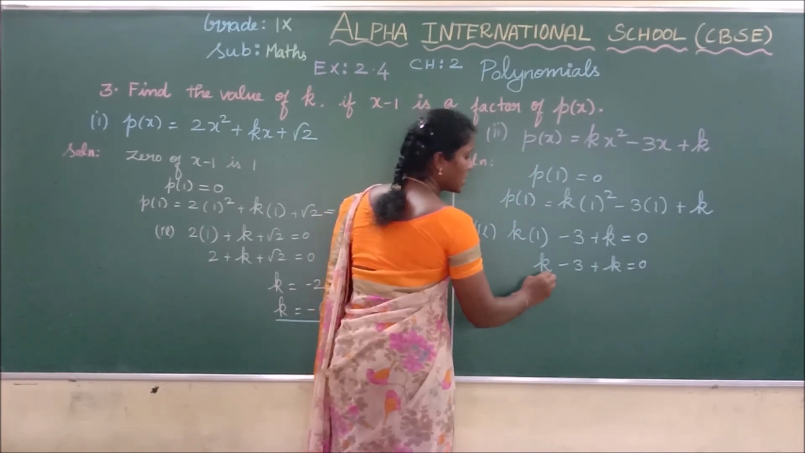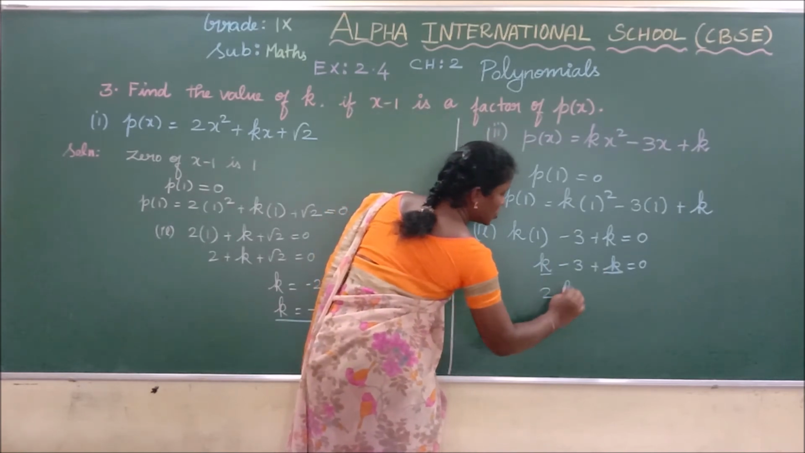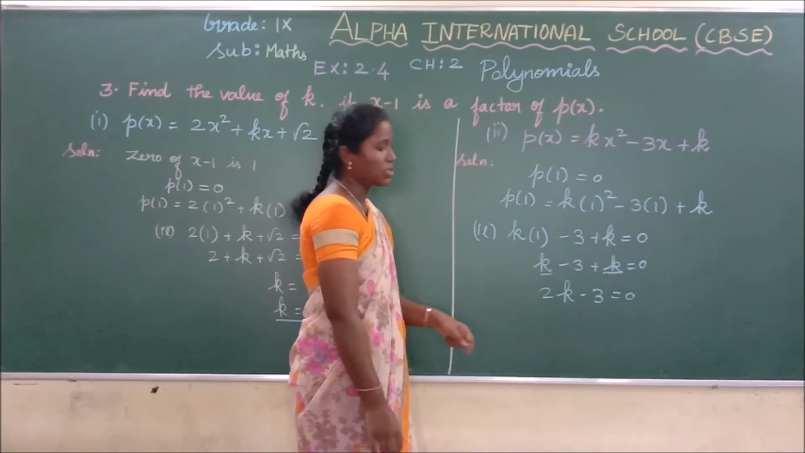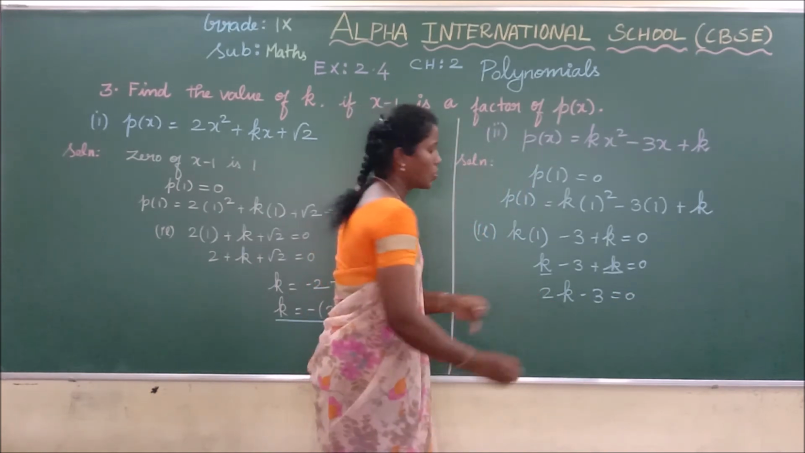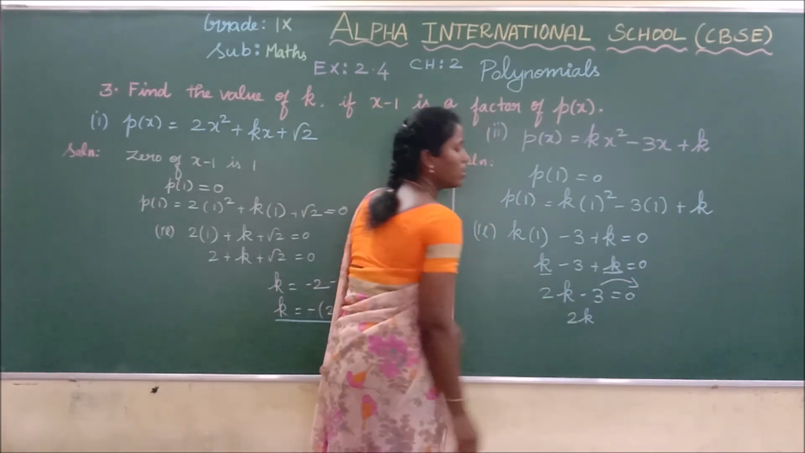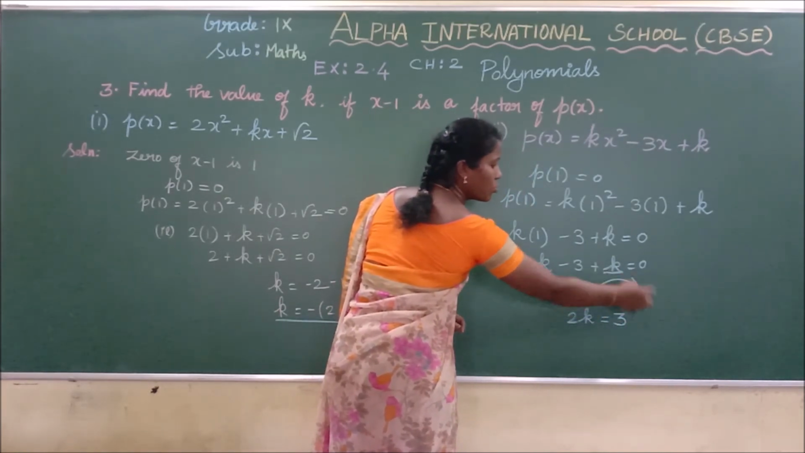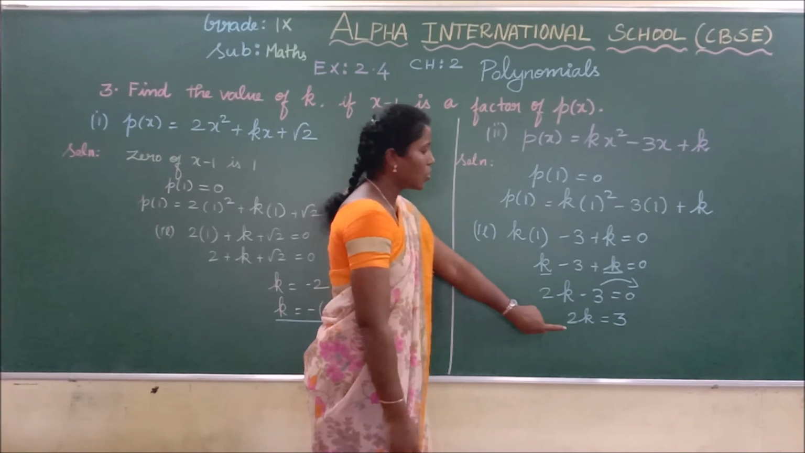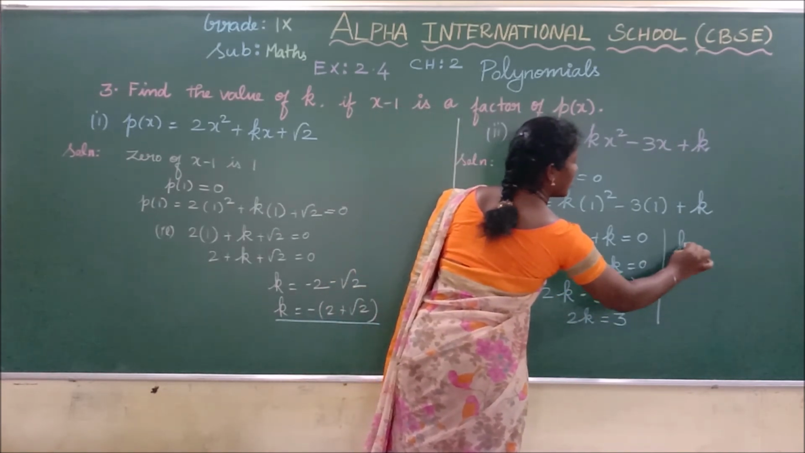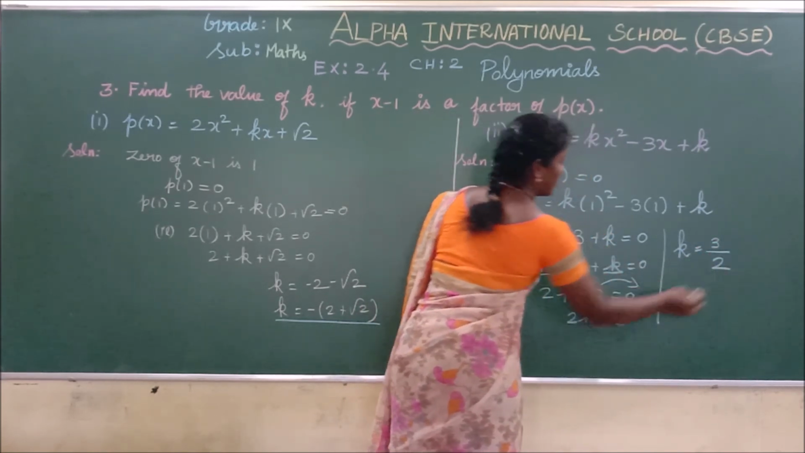See here, two k terms are there. So k plus k is 2k, minus 3 equal to 0. But I want the value of k. So keep 2k first here. Minus 3, if it moves to the other side, it will become plus 3. So 2k is equal to 3. So k is equal to 3 by 2.